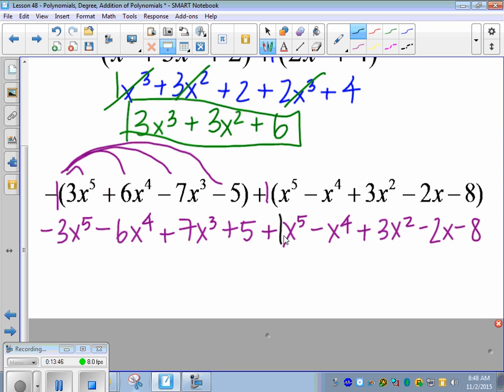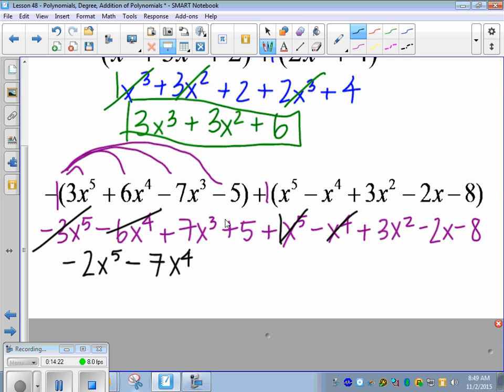So Isaac, if I did my x to the 5th terms, what would I get? Negative 3x to the 5th plus 1x to the 5th. Good, yeah, negative 2x to the 5th. With really big ones like this, you guys, I really would advise you to just cross them out so it gets a little easier as we keep going. Negative 6x to the 4th, and I have a negative x to the 4th over here. Riley, what would I get if I added those together? Good, yeah, negative 6 minus 1 is negative 7x to the 4th. Sweet, got those taken care of.